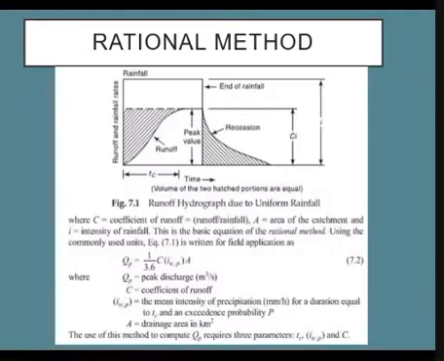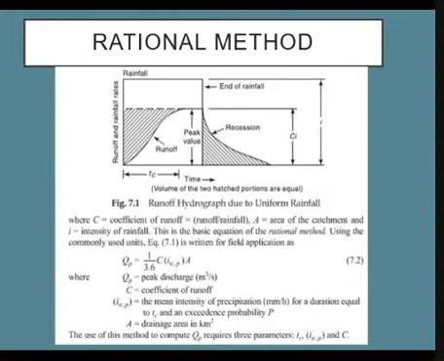Equation 7.1 is written for field application as QP equals 1 over 3.6 C I_tc,P times A. QP equals peak discharge in meter cube per second. C equals coefficient of runoff. I_tc,P is the mean intensity of precipitation for a duration equal to Tc and an exceedance probability P. A equals drainage area in kilometers squared.